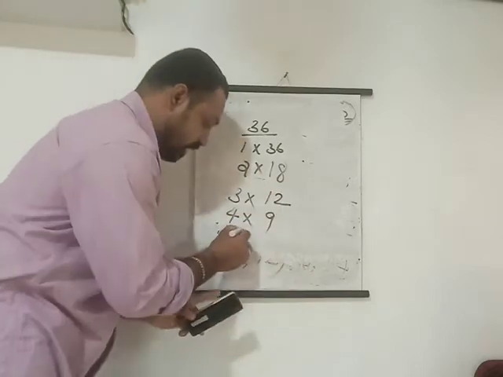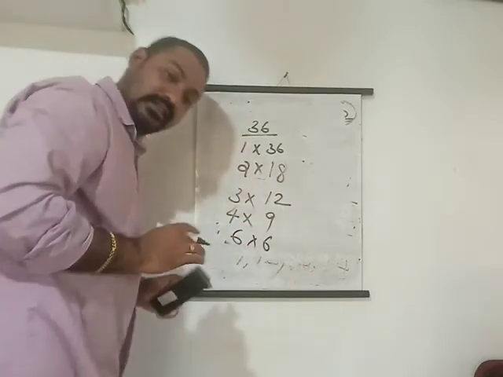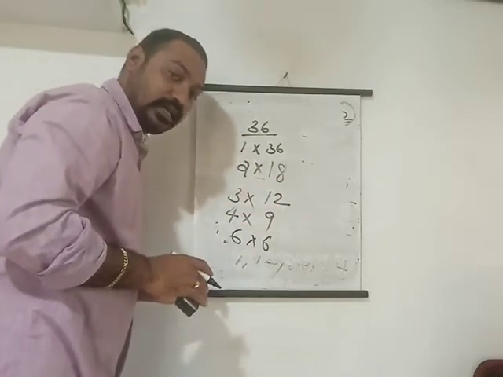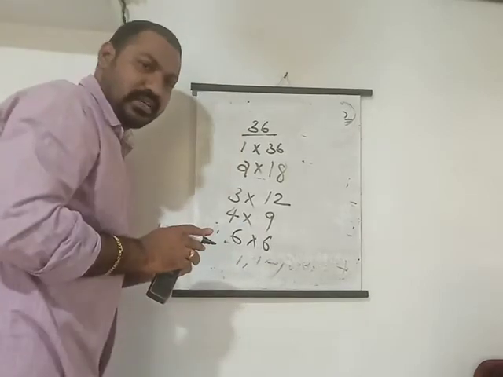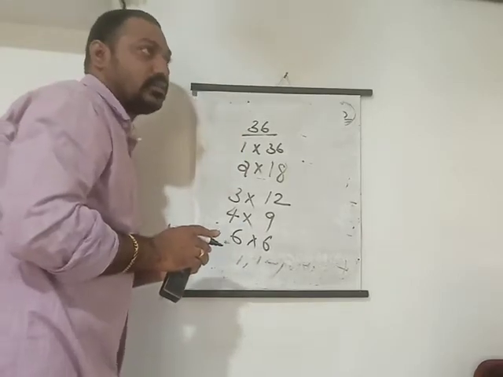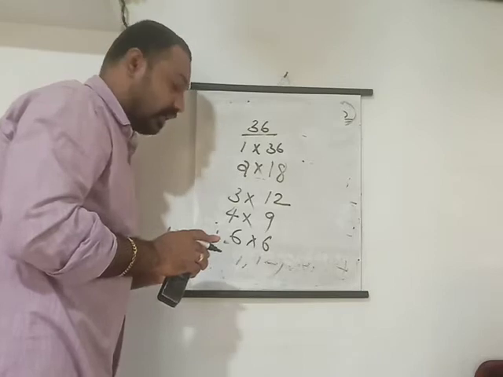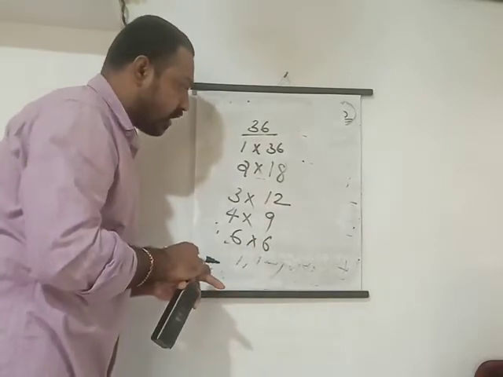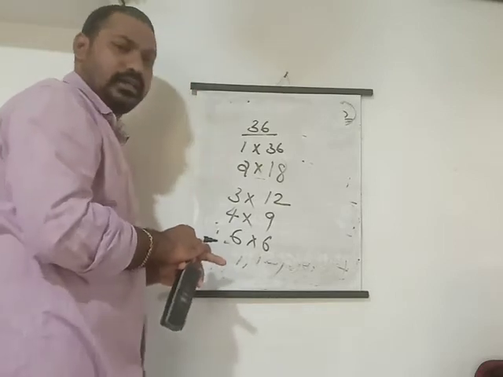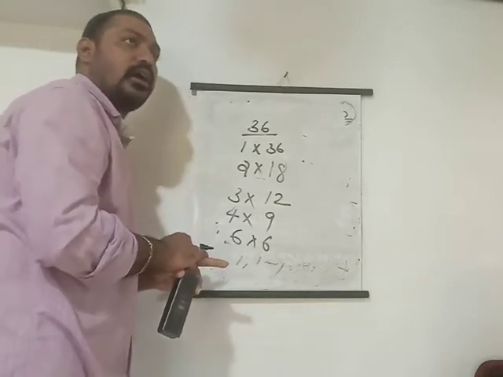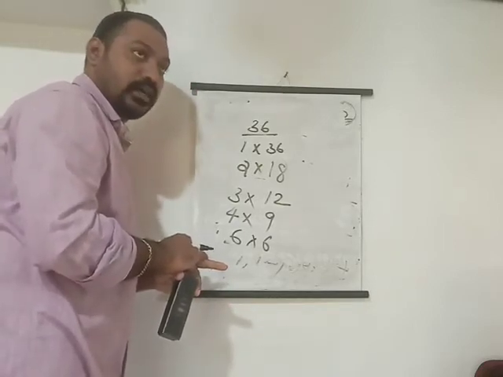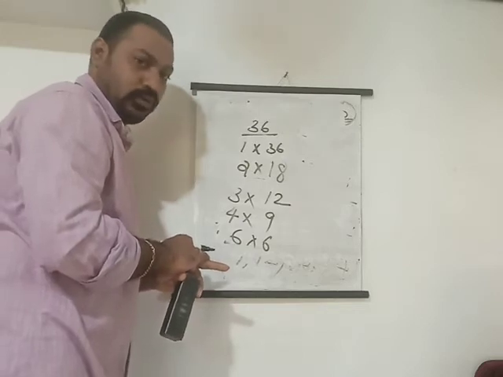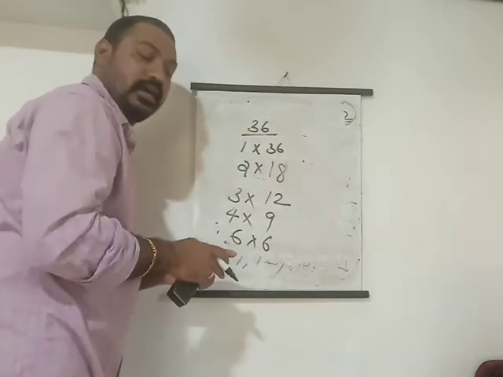Then 6. 6 table is there. 6 6s are 36, isn't it? So 6 is there. Then 7. 7 is not coming. 3 7s are 21, 28, then 35, isn't it? So we don't get it in the 7th table. Then it is the 8th table. 8th table we have to check. 3 8s are 24, then we will get 32, 40. So in the 8th table you don't get it.